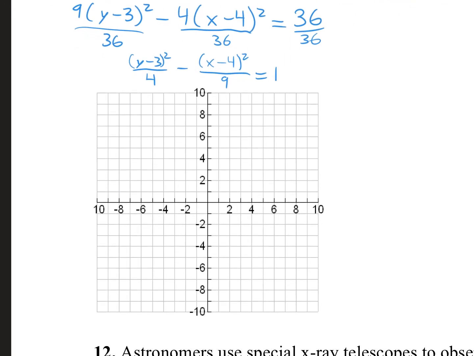So graphing that, we get another vertical one, with a center of 4, 3. Underneath y, there's a 4, square root that. We go up and down 2. Underneath x, there's a 9, take the square root. We're going to go left and right 3. Draw the box. Draw the asymptotes of the box. So that's going to have a slope of 3 over 2.